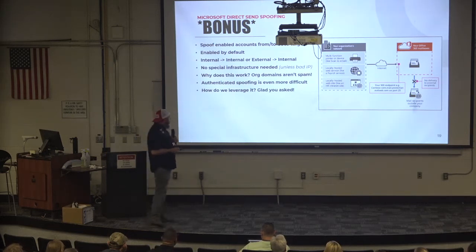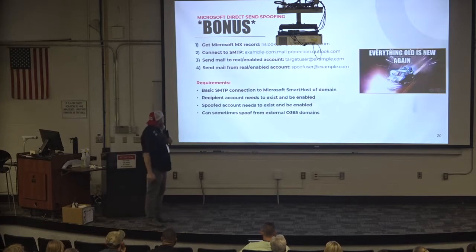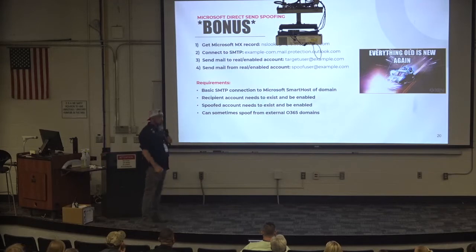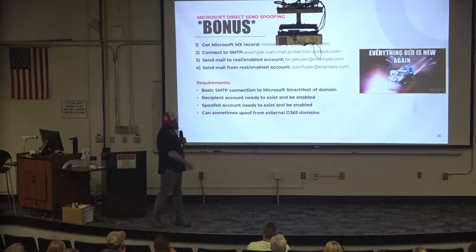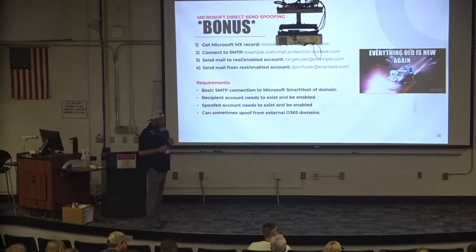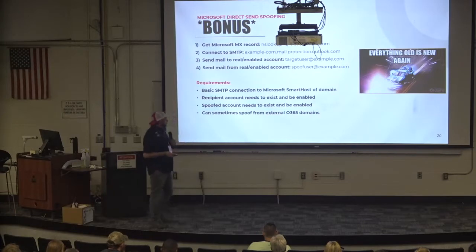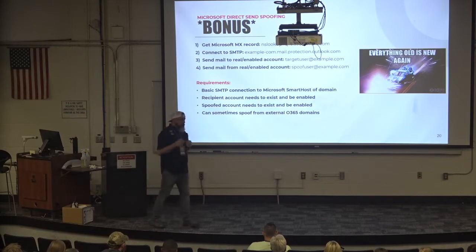There's only a few caveats with it. You need to be able to get the MX record. This is the way that I do it. I just use nslookup. I query the MX record for my target domain. So whoever the target is, I query target.com, and then I'm able to connect to the SMTP server on port 25. And it's usually always the name of the domain dash the TLD .mail.protection.outlook.com.